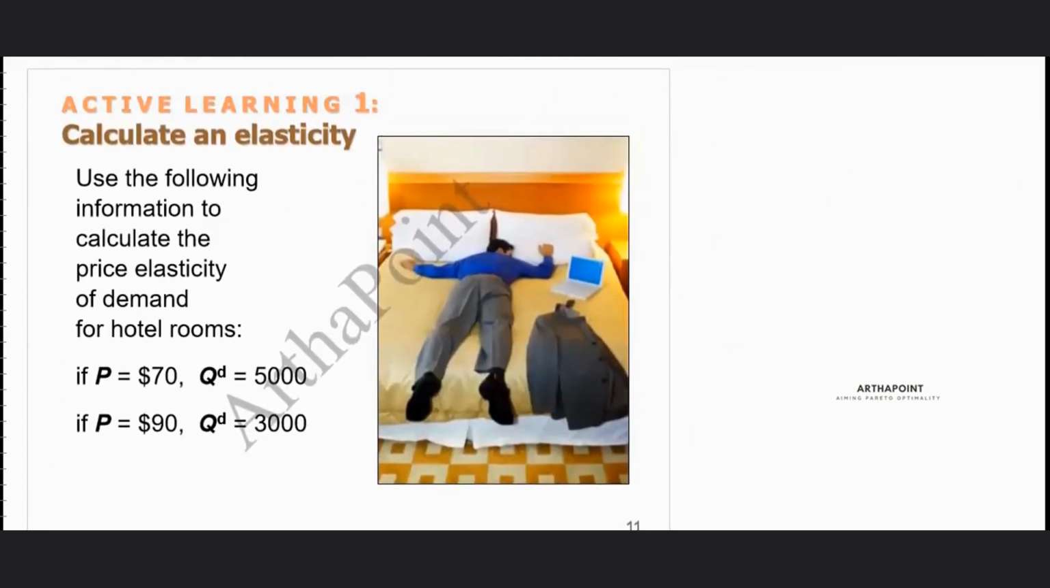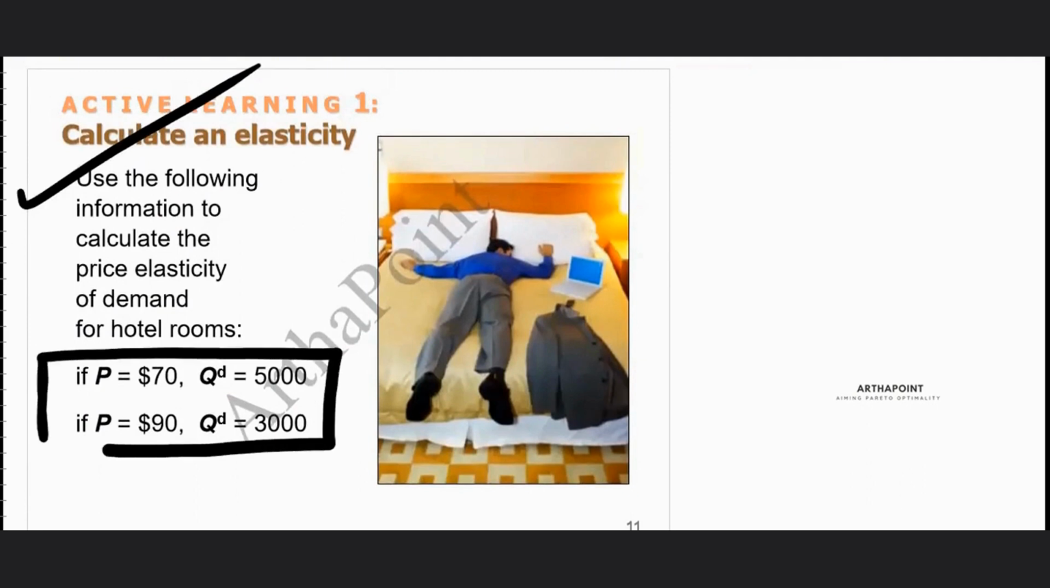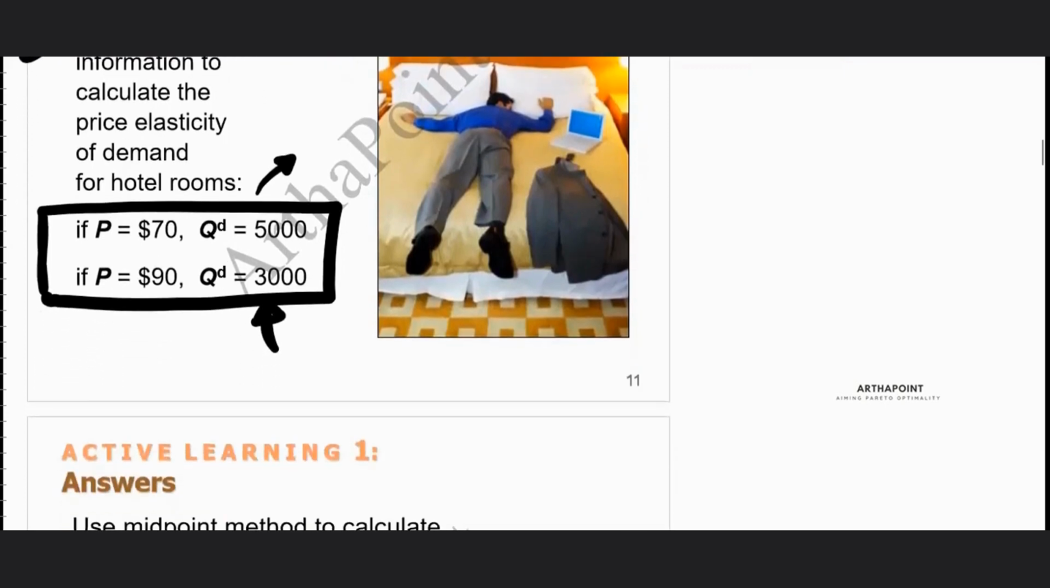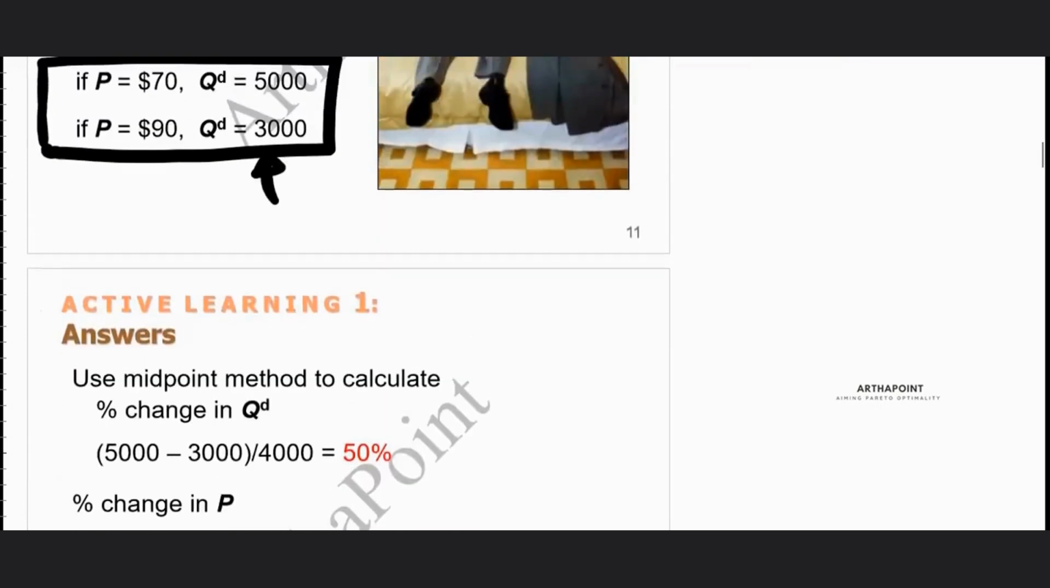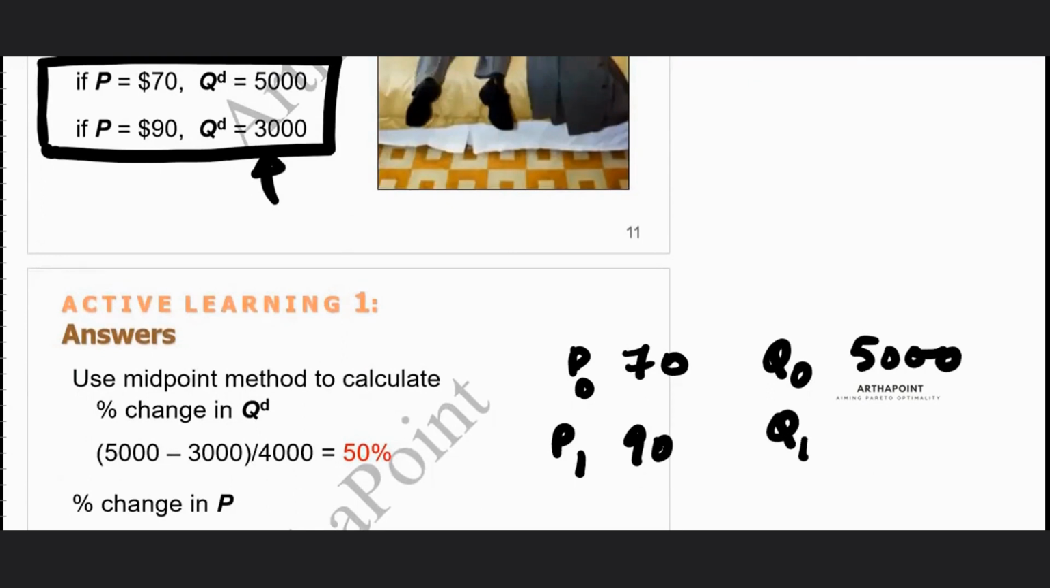Quickly, I want you to do this activity. Use this information to calculate the price elasticity of demand. Quickly do this. So, this is your price, and then this is your price quantity combination. Find the price elasticity. You can use the midpoint method. So your initial price can be 70, your final price can be 90, your initial quantity can be 5,000, and your final quantity can be 3,000.